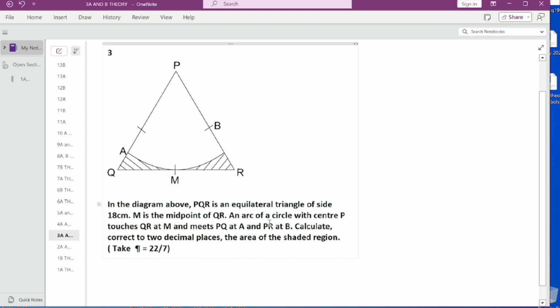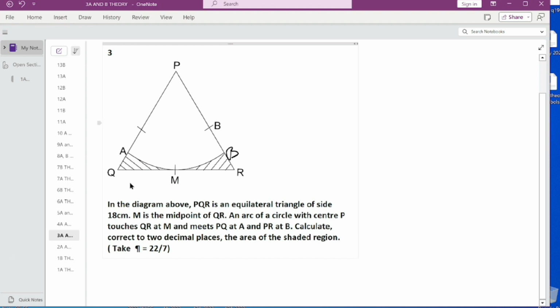And an arc of a circle with center P. That means this is the center of the circle, touches QR at M, which is the midpoint, and meets QR at A and PR at B. So our B is actually here. Calculate correct to 2 decimal places the area of the shaded region.